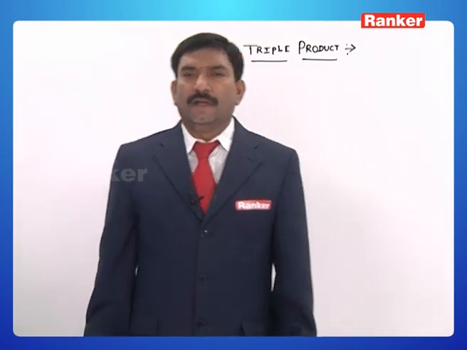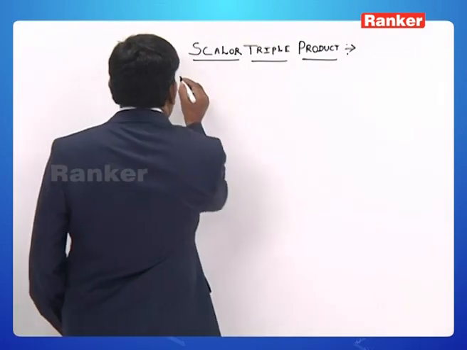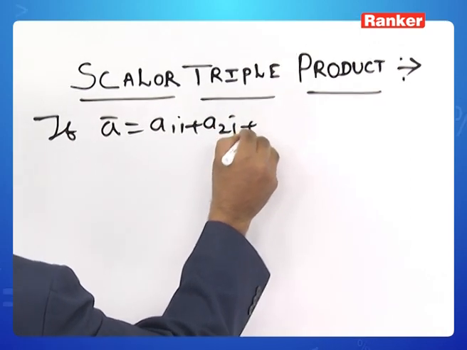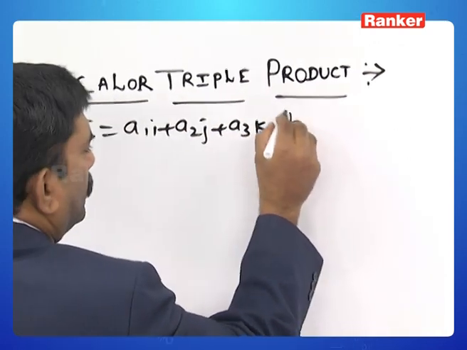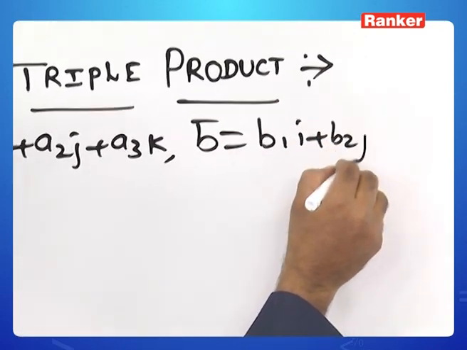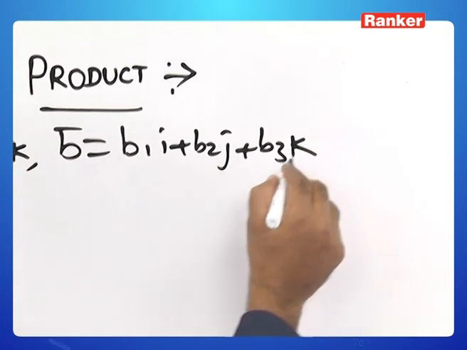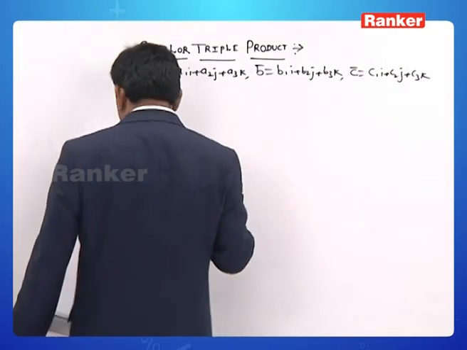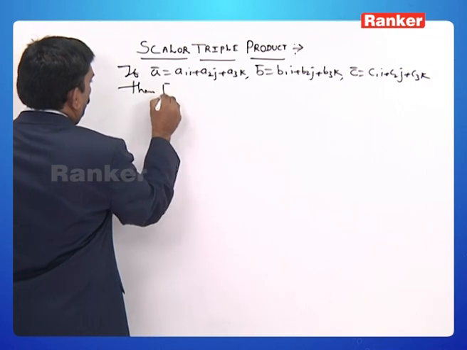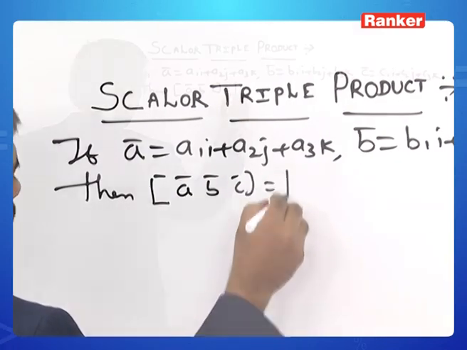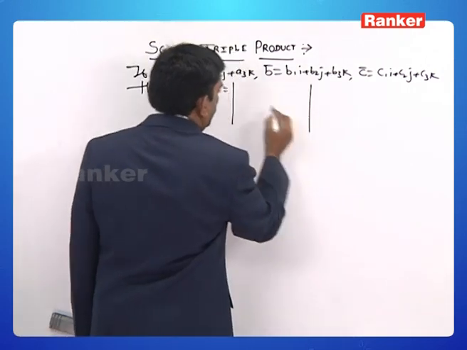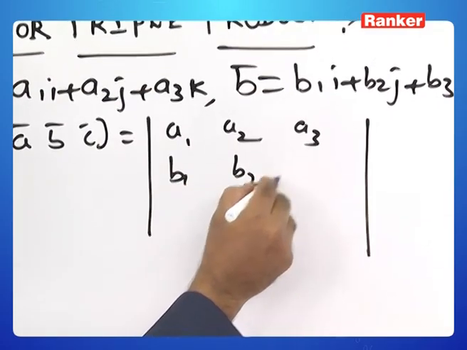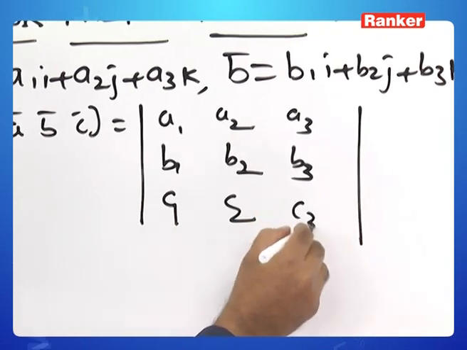Yes, students, as we have discussed, if A bar is equal to A1 i, A2 j, A3 k, B bar is equal to B1 i, B2 j, B3 k, C bar is equal to C1 i, C2 j, C3 k, then box of A bar, B bar, C bar can be written as the determinant with rows A1, A2, A3; B1, B2, B3; C1, C2, C3.